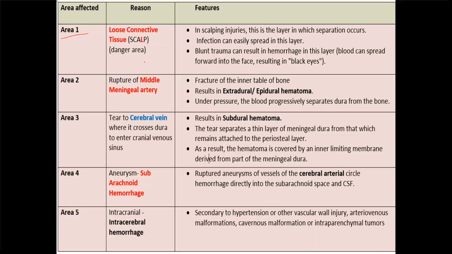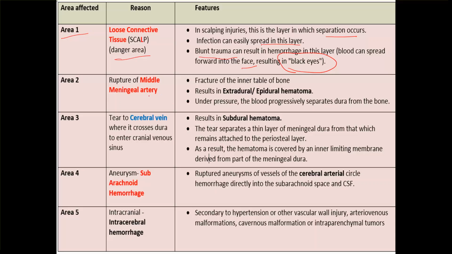The loose area 1 is the loose connective tissue. It's also called the L of scalp, and that's the danger area. In scalping injuries, this is the layer in which the separation occurs. Infection can easily spread in this layer, and it's usually due to blunt trauma, and blood usually passes downward into the face and it causes black eyes.